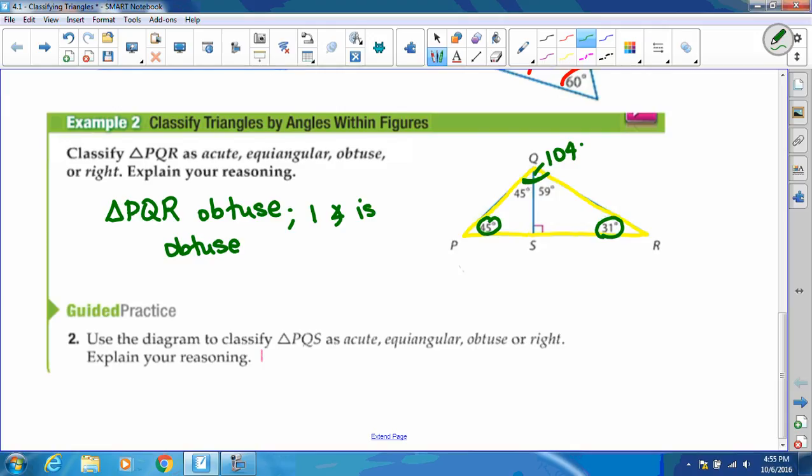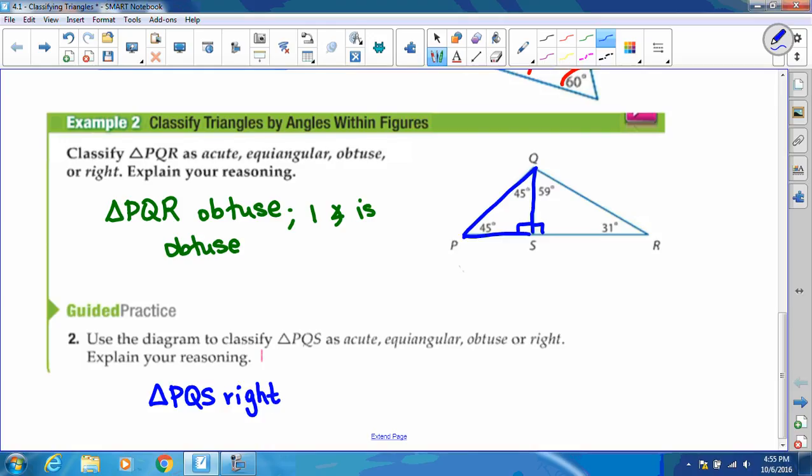Okay, this time we're going to use the diagram to classify triangle PQS. So let me just erase what I have here. So triangle PQS would be this triangle here. And if you notice, QSR right here is a right angle, and QSR and PSR are a linear pair, which means that angle also has to be a right angle. So triangle PQS would be a right triangle. And the reason is because, I'm just going to be specific here, angle QSP is a right angle. Or you could say it has 1 right angle.